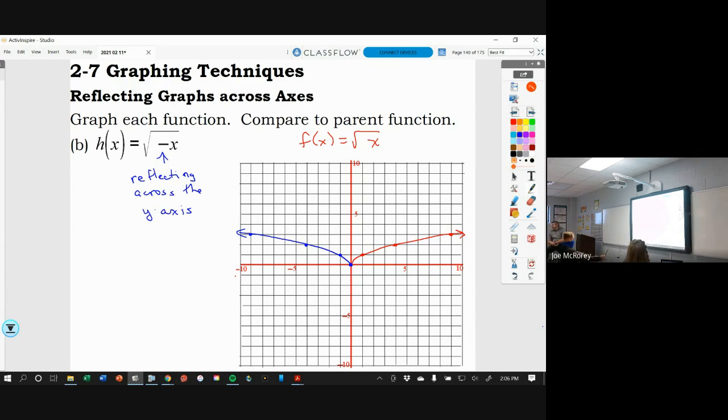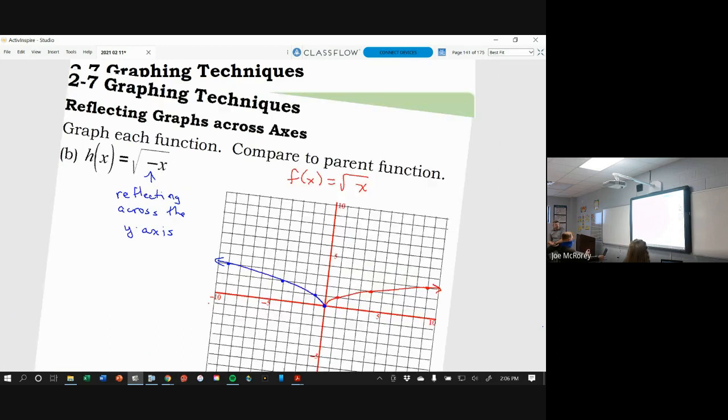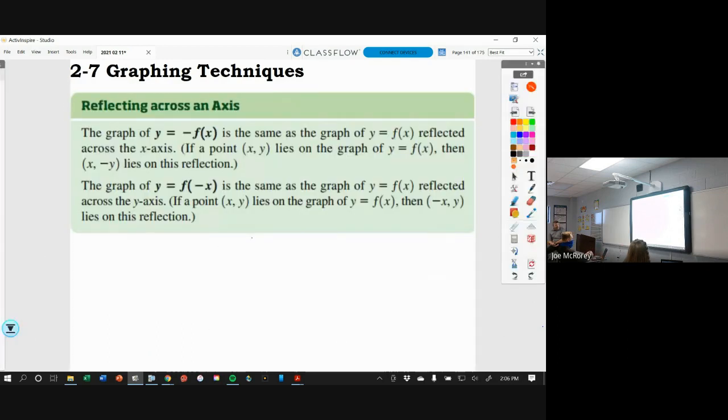We good? Okay. Mine's black. So obviously if the negative's in front, the y value changes. If the negative's with the x, the x value changes. Pretty simple stuff there.